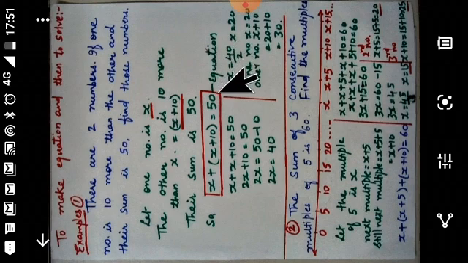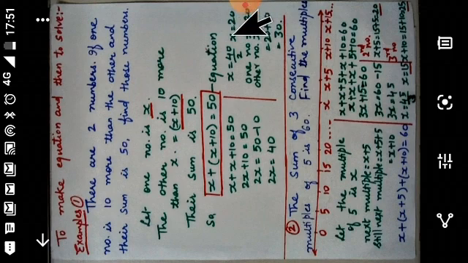Now we will solve this equation. Open the bracket. x plus x plus 10 equals 50. x plus x means 2x. 2x plus 10 equals 50. 2x is equal to 50 minus 10. This 10 will come to the right side, so plus 10 will become minus. So 2x is equal to 40. x is equal to 40 upon 2. So x is equal to 20.